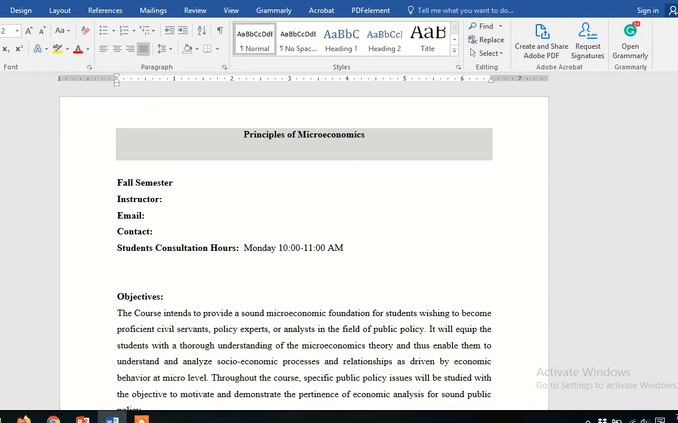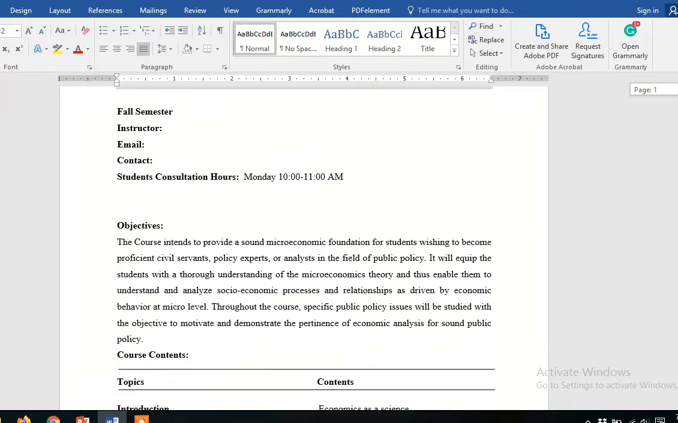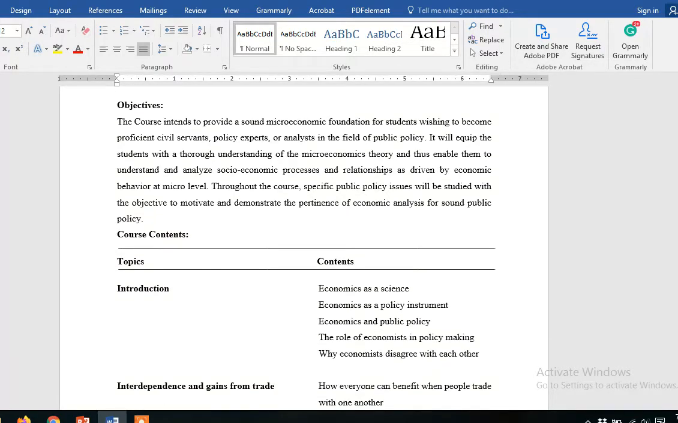Hi, this is the course of Principles of Microeconomics, and this is the very basic course. We will start this course at the very beginning level, and these are some objectives of this course. You will be able to know what microeconomics theory is and how markets work under microeconomics.